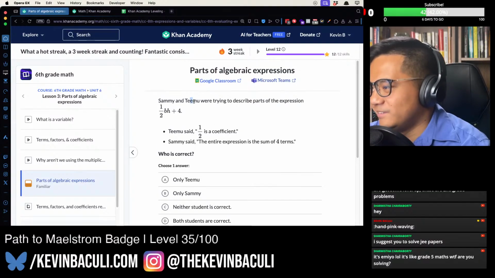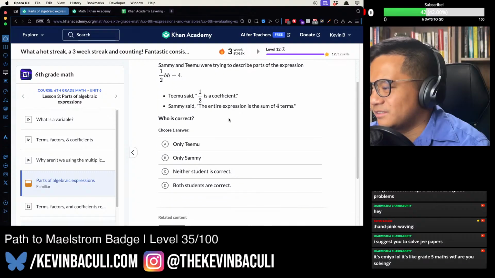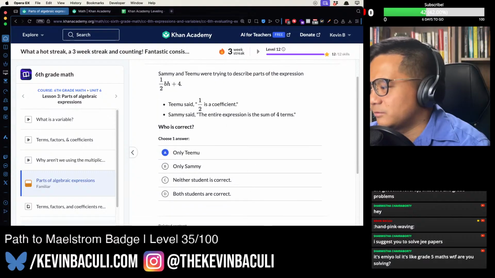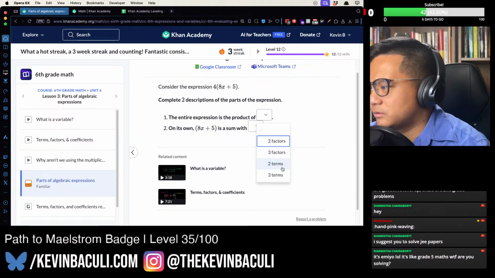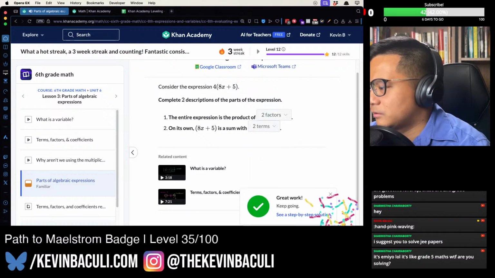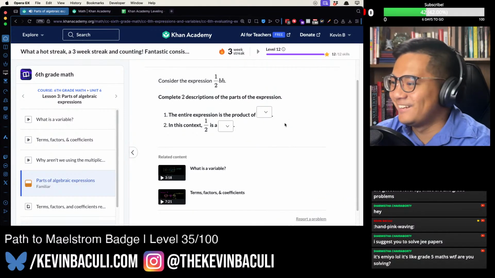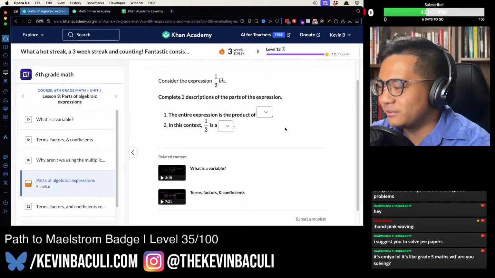Semi and Timu were describing the expression. Is the coefficient? Is the sum of 4 terms? What? Timu. The entire expression is product of 2 factors. Oh, that was a guess. Oh my god. Oh man, American education right here, everybody.